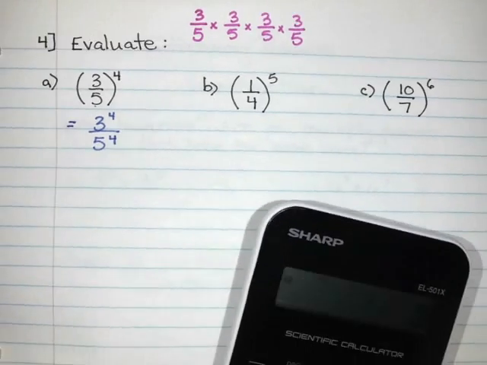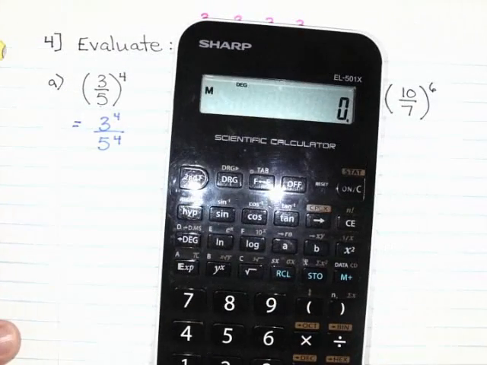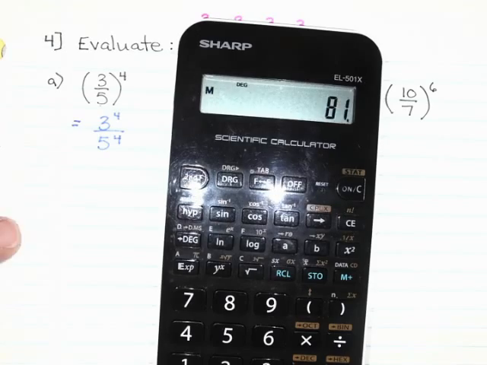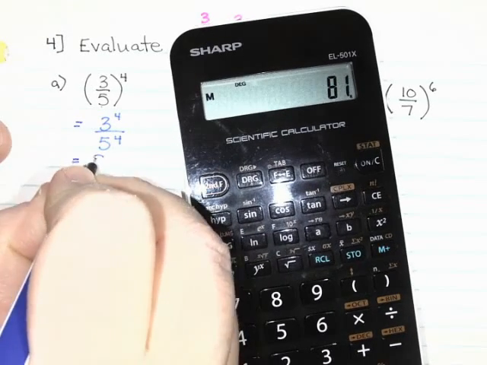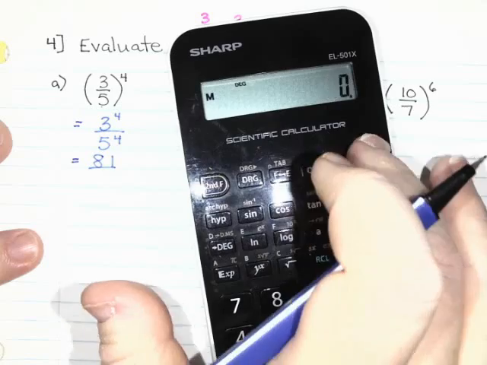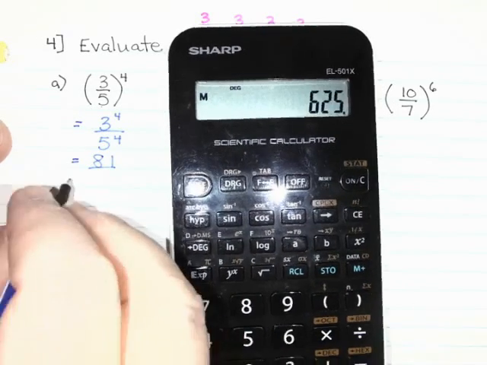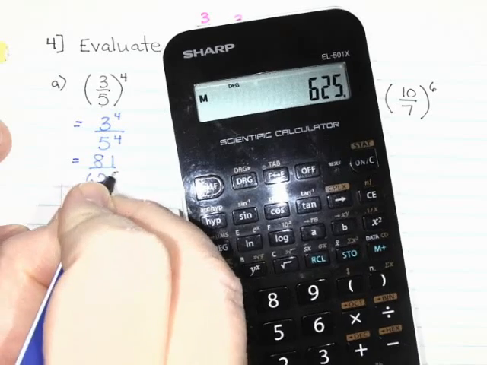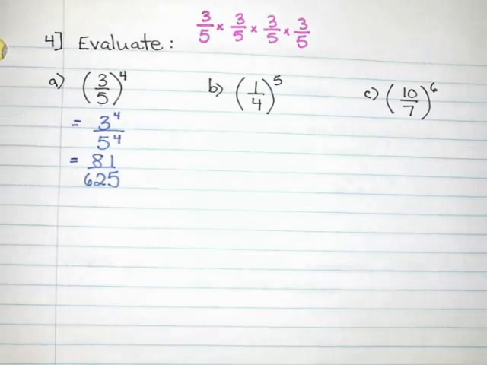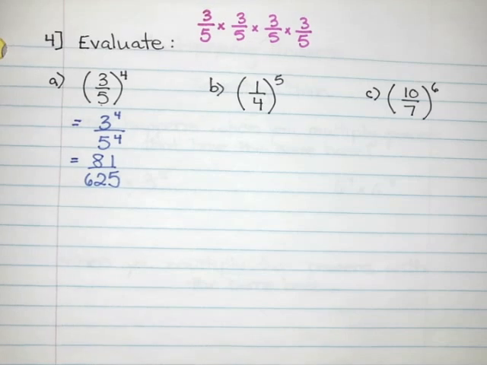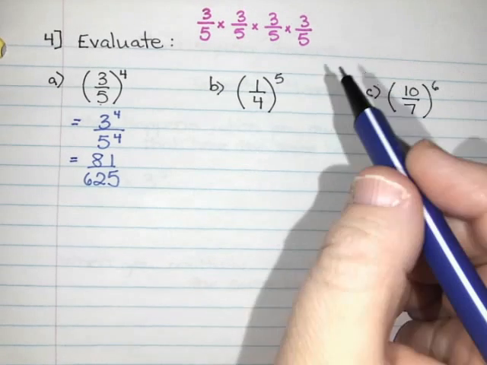Now, we already evaluated 3 to the power of 4, and I'm pretty sure it's 81, but I'm going to try it anyway. So 3 to the power of 4. If you don't have a scientific calculator, you can do 3 times 3 times 3 times 3. And then I'm going to evaluate 5 to the power of 4. And I get 625. So my final fraction is 81 over 625. Now I'm going to try the next one.